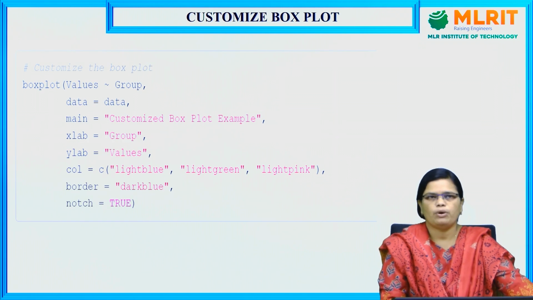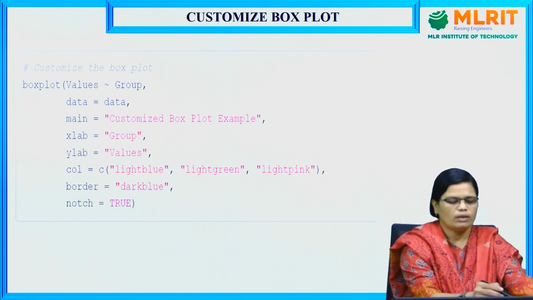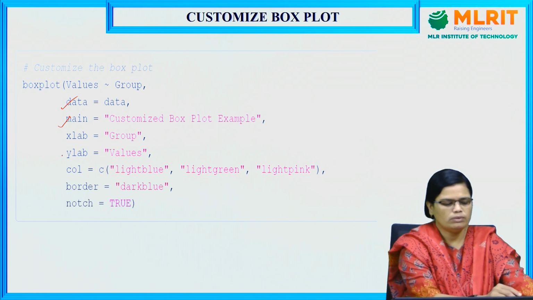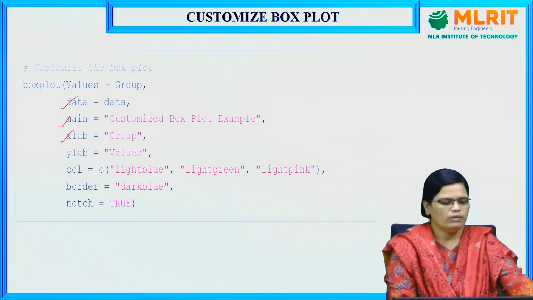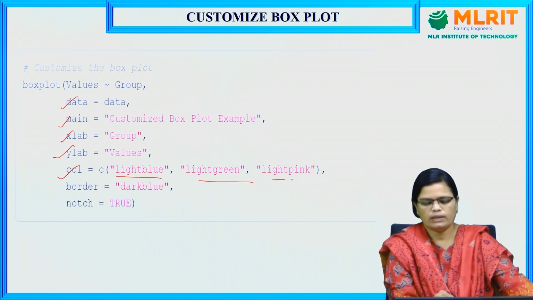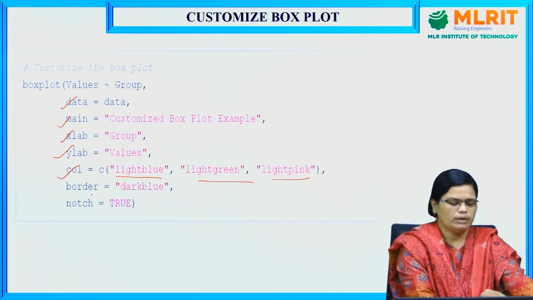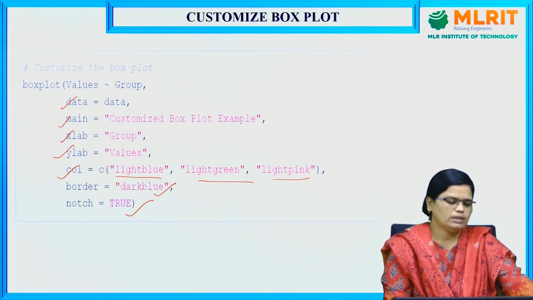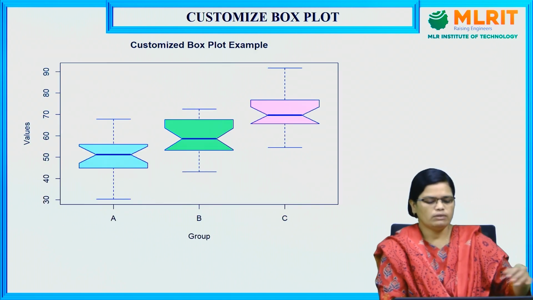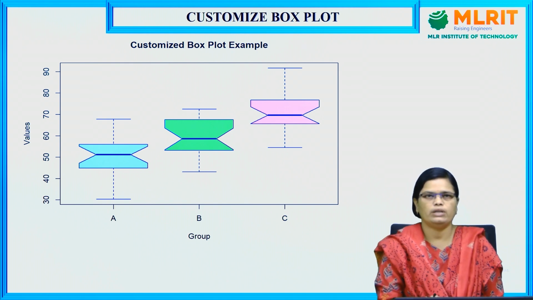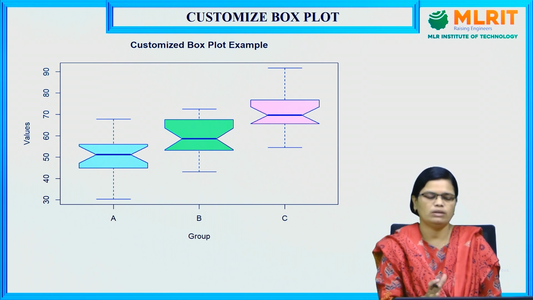Customizing a box plot. So here we have assigned the data and we have given the name to this one by using the main parameter. We have defined the X label, we have defined the Y label. For the colors, we are applying light blue, light green and light pink. For the border we are applying dark blue, and the notch we are setting to true. Look at the values. There is no difference in the data points. So it is the same diagram with different colors applied.